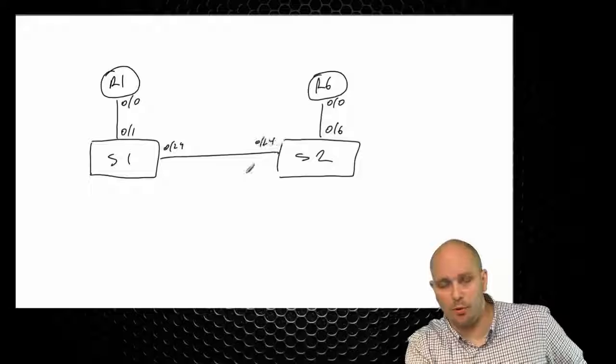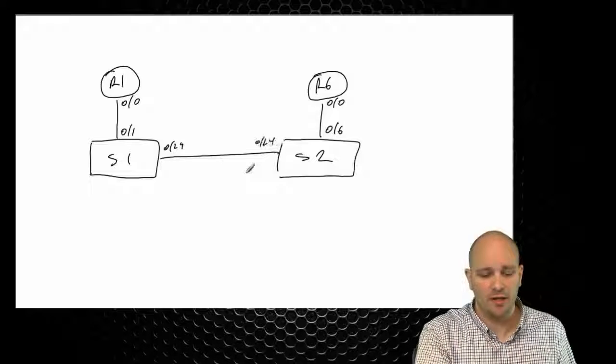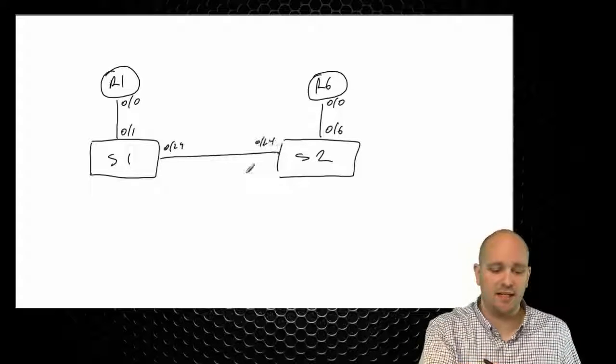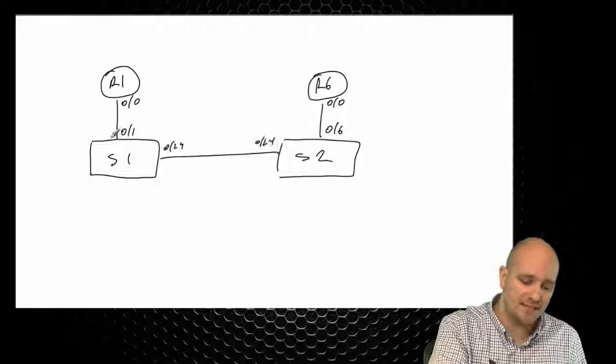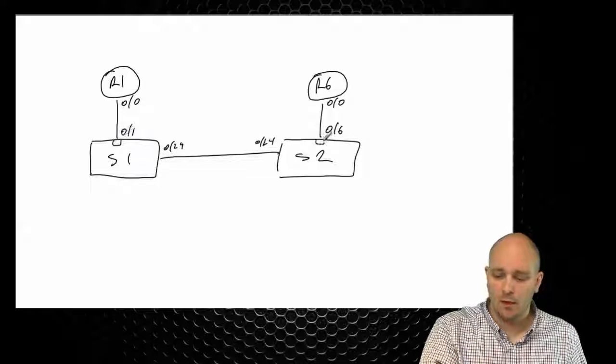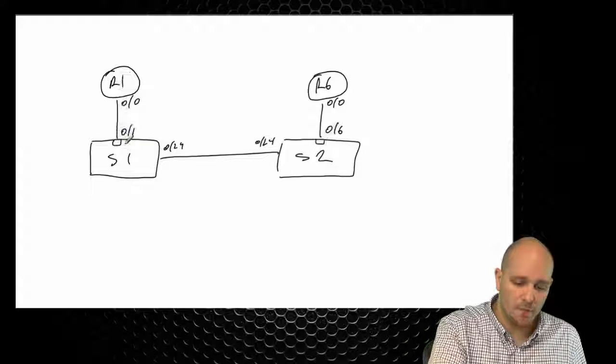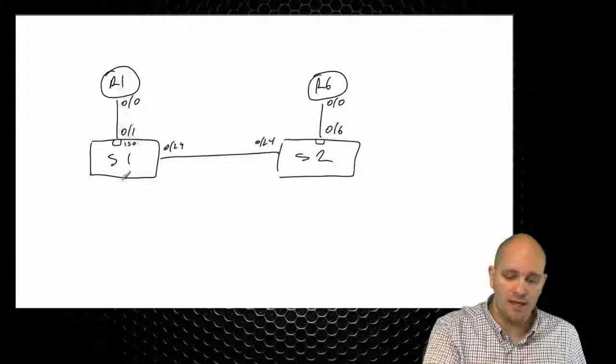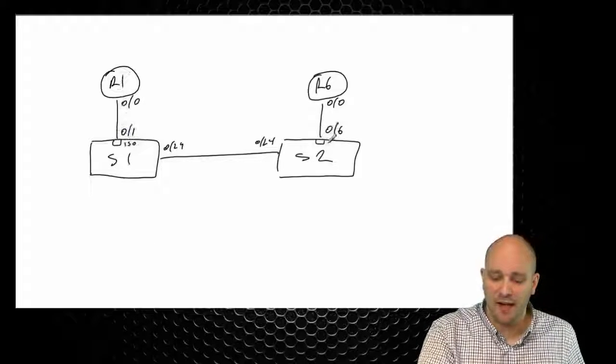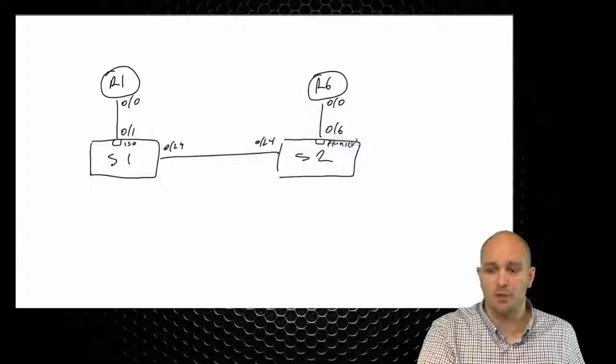All are Fast Ethernet ports, so I don't have to actually write that down. What I'm going to set up here is a private VLAN setup, and I would like R1 here to be in an isolated VLAN, and I would like R6 here to be a promiscuous port.